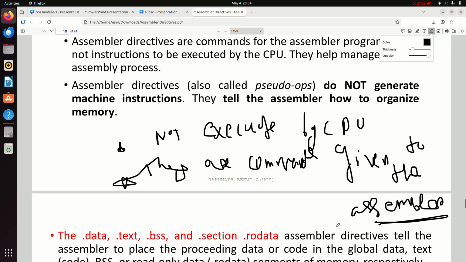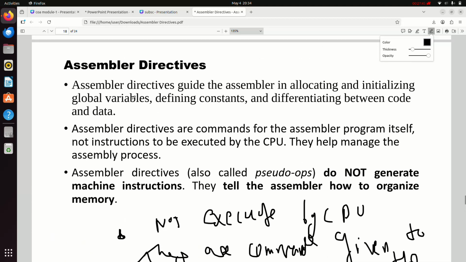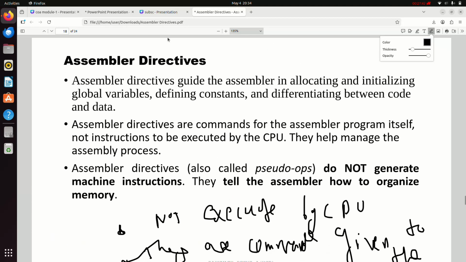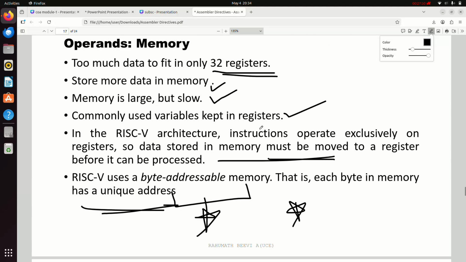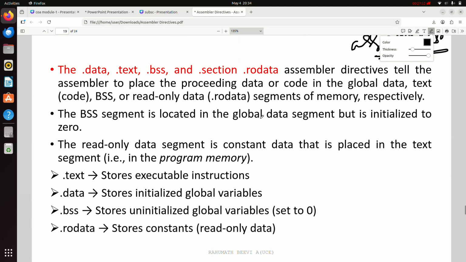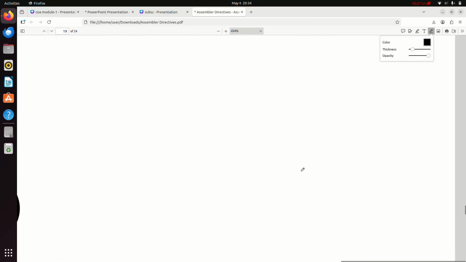In order to organize the memory, it basically helps allocate memory and define the variables, does not generate machine code, and is also called pseudo ops. So you have to understand what assembler directives are and why we use them. Whenever a question on assembler directives comes, first we have to say what assembler directives are, then the key points.